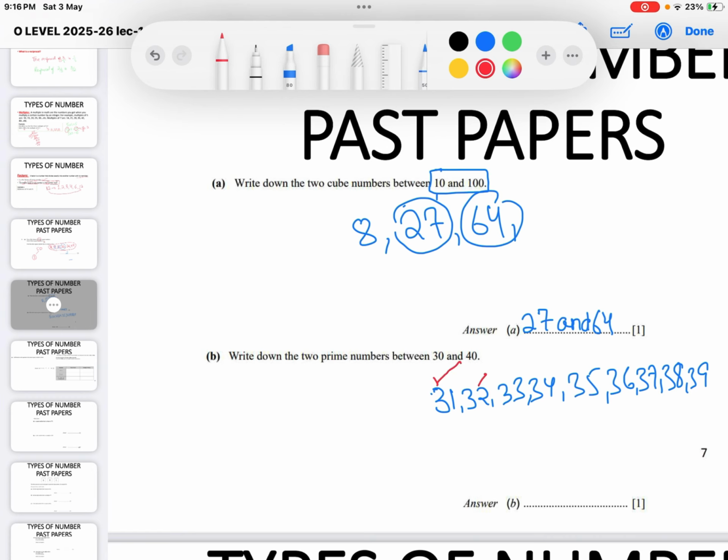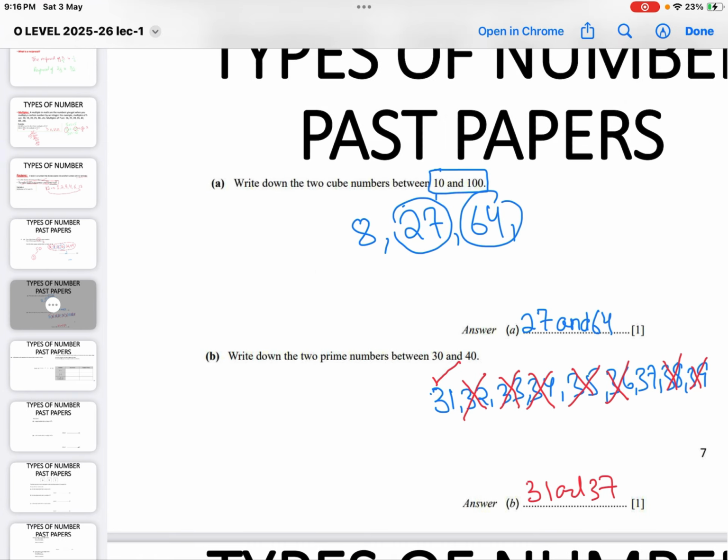32 is not a prime number, it's considered a composite number. 33 also composite number. 34 is composite. 35, 36. Now 37 is also a prime number because it is only divisible by 1 and by itself. 38 is also composite, and 39 also composite. So we have 31 and 37. If you know what a prime number is, then it will be very easy for you, and it's a 1 mark question that comes in paper 1. So now next question.